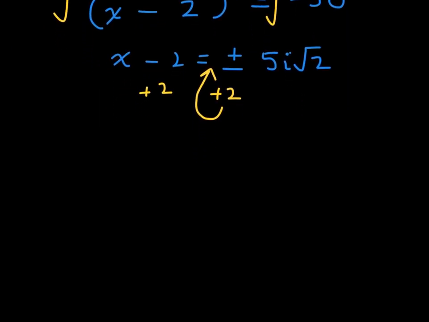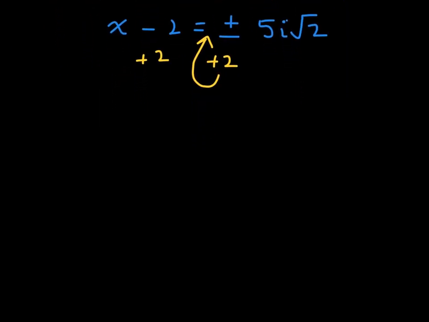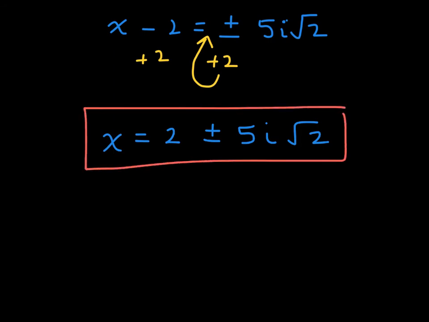So then your final solutions are x is equal to positive 2 plus or minus 5i root 2. These are imaginary or complex conjugate solutions.